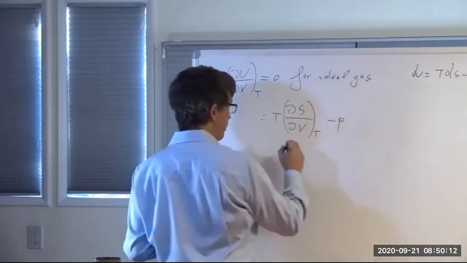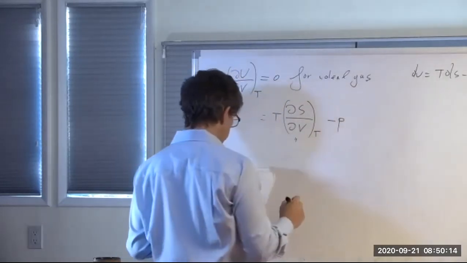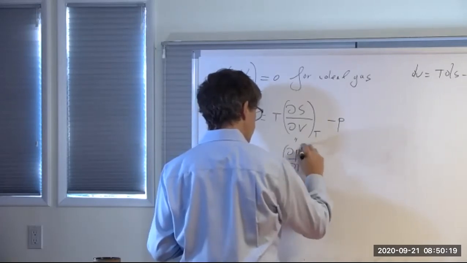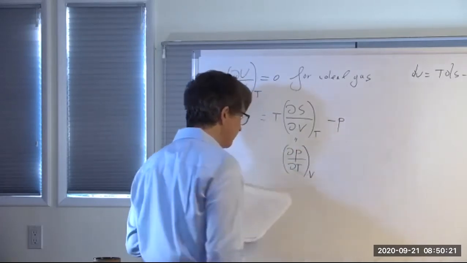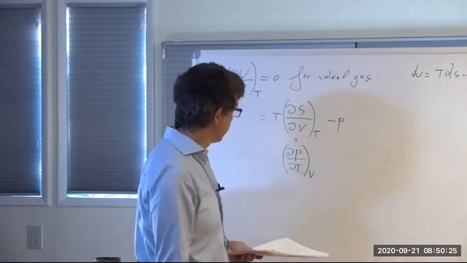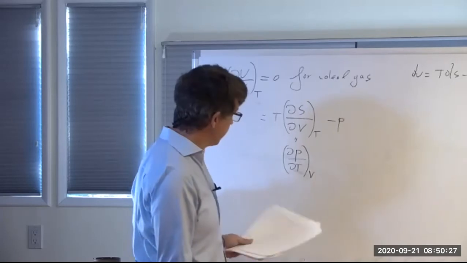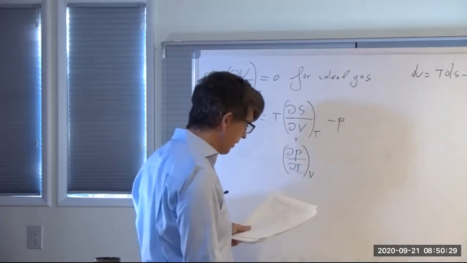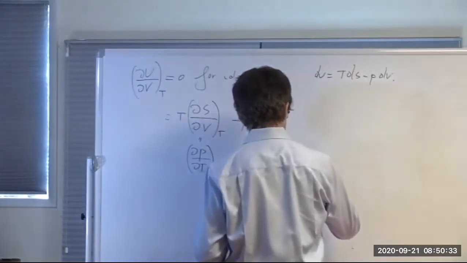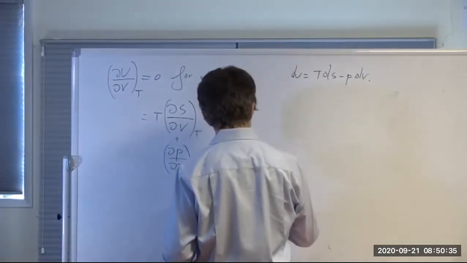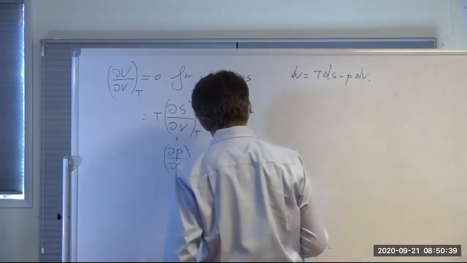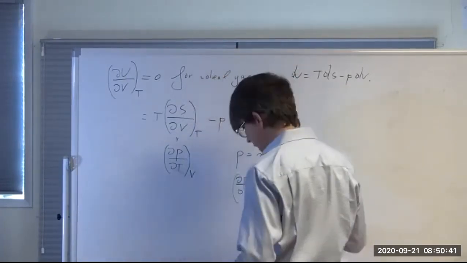This is Maxwell bait. So this is equal to dP/dT at constant V. And for an ideal gas, I can calculate that, because I have PV equals nRT. I have a relation between these three variables. So P is nRT divided by V. So dP/dT at constant V is equal to nR over V.